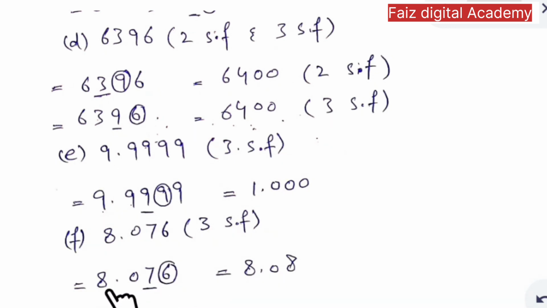In the F part, we have to write up to 3 significant figures, so 8.076. The third significant number was 7, which has to be decided on the basis of this 6, so it becomes 8.08.